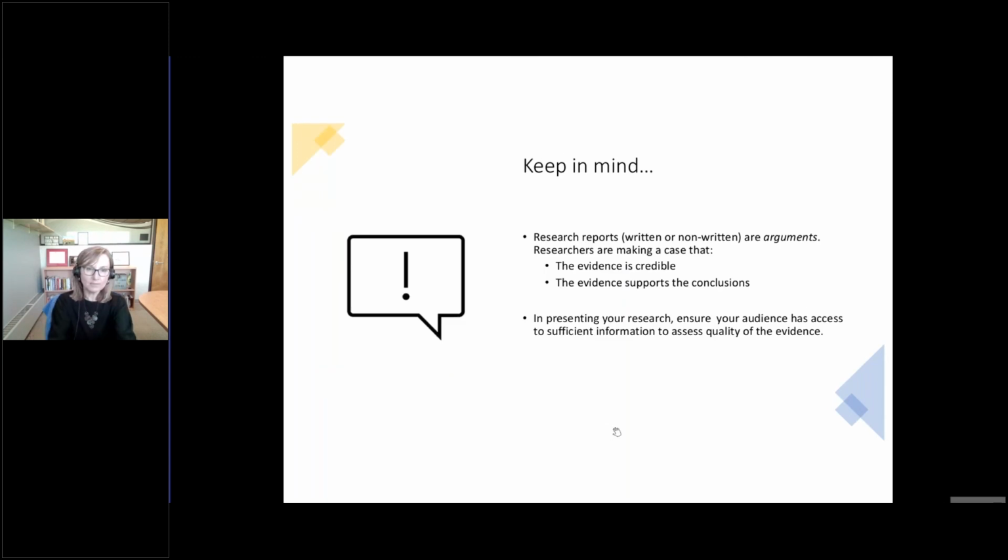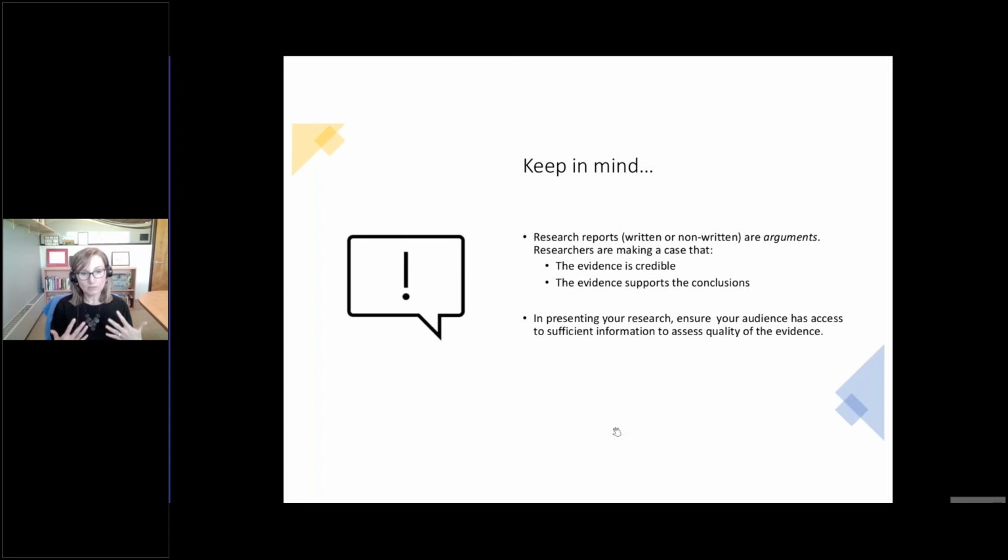Couple things to keep in mind when you do share information. So research reports, whether it's a written report or whether it's some kind of presentation, webinar, conference presentation, whatever it is, they're arguments. They might just seem like here's just the presentation of information, but they're really arguments. They're arguments that the evidence that is being presented is credible, and it's an argument that the evidence that is being presented supports the conclusion.